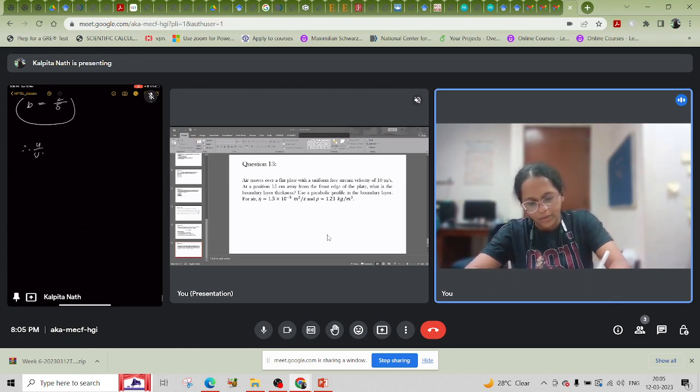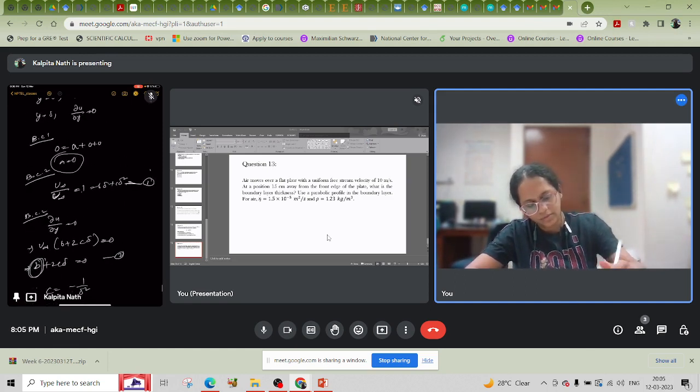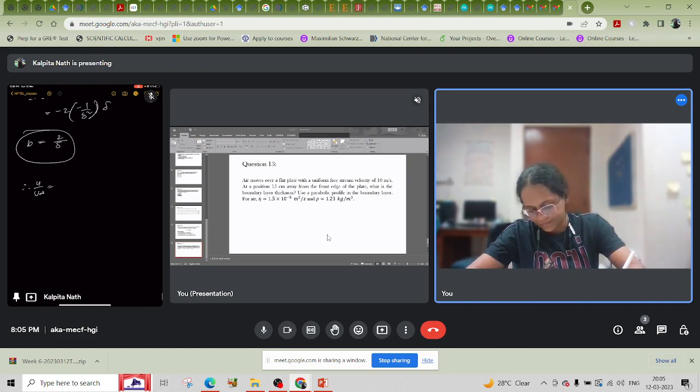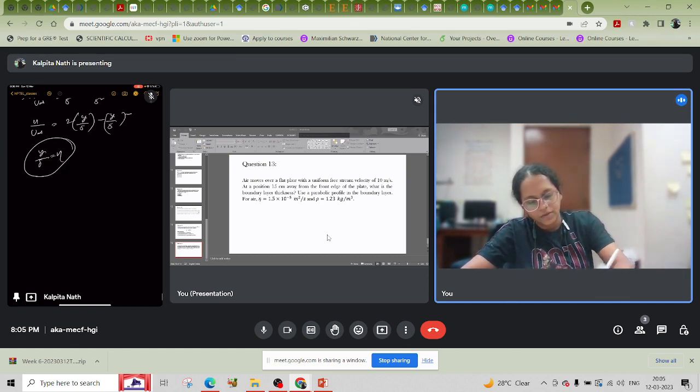Therefore u by u infinity, and a is already 0, we found out a to be 0. So just put all this in. U by u infinity is equal to 2y by delta minus y square by delta square, that is, 2y by delta minus y by delta whole square. Now y by delta we put as eta. So u by u infinity is equal to 2 eta minus eta square.